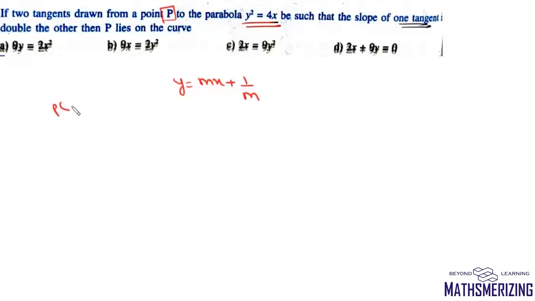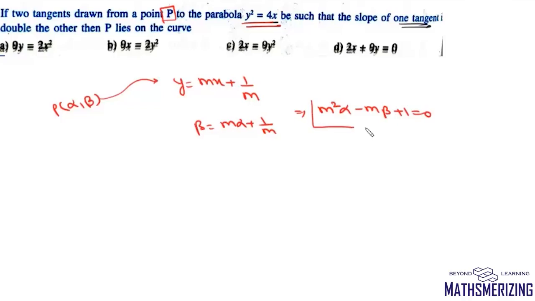So let us say this point P is (alpha, beta). So we'll put the value of this point. So we can write this equation as beta equals m alpha plus 1 upon m. So this equation will be m square alpha minus m beta plus 1 equals 0. Now this is a quadratic equation in m.